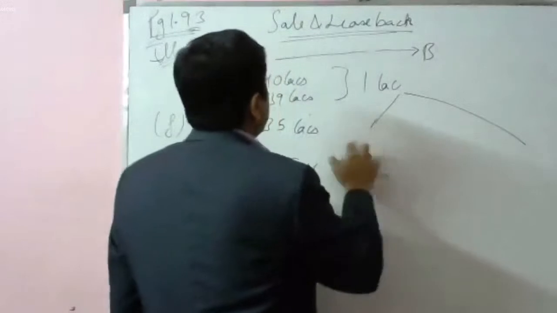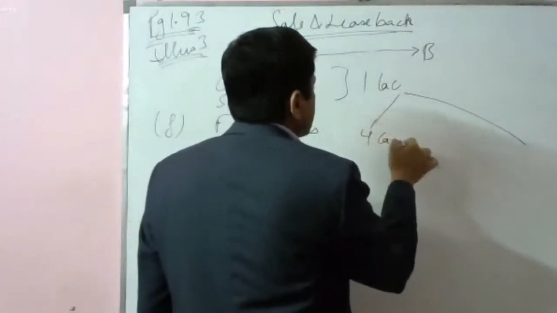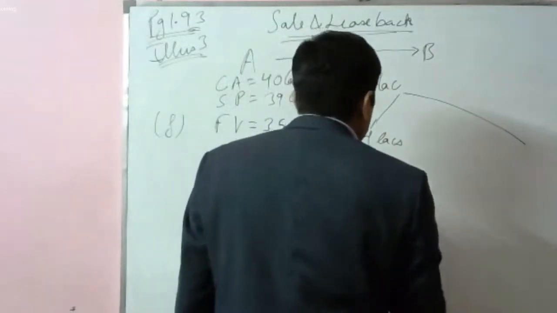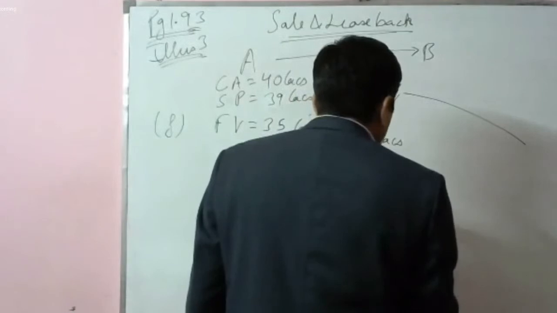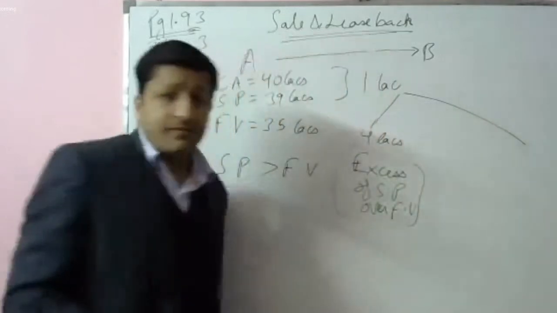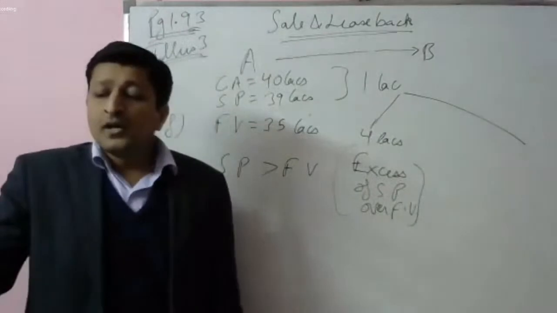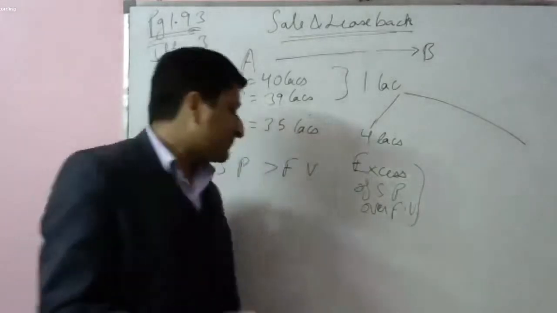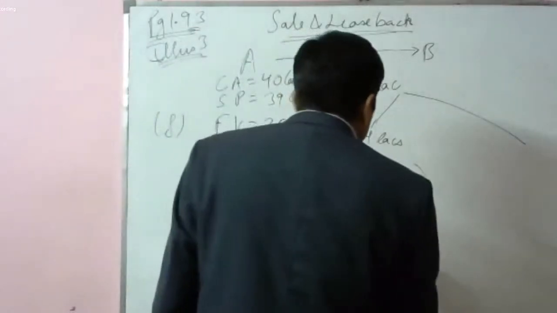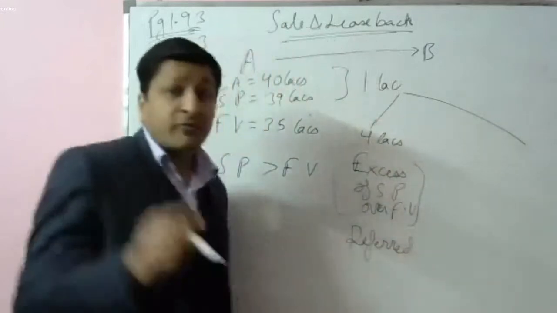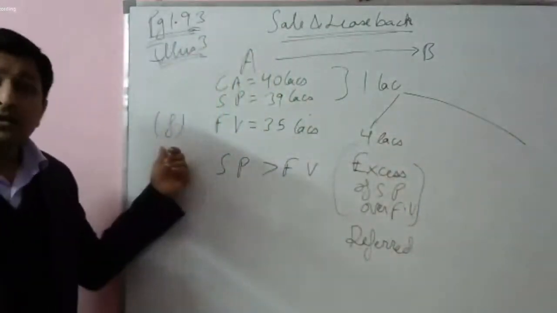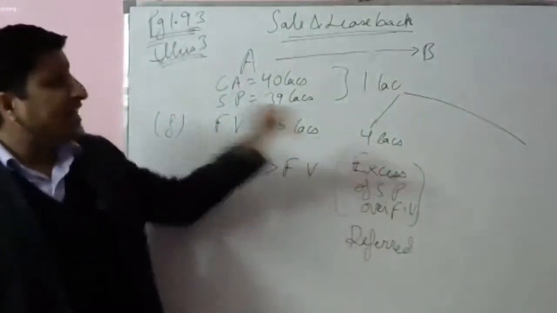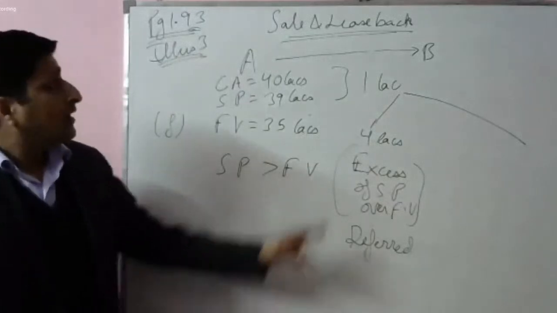Or you can say, let me just write it over here. 4 lakhs. Excess of selling price over fair value. See, whenever there is excess of selling price over fair value, how do we treat it? We amortize it. This will be deferred, similar to what we discussed in previous situation E.